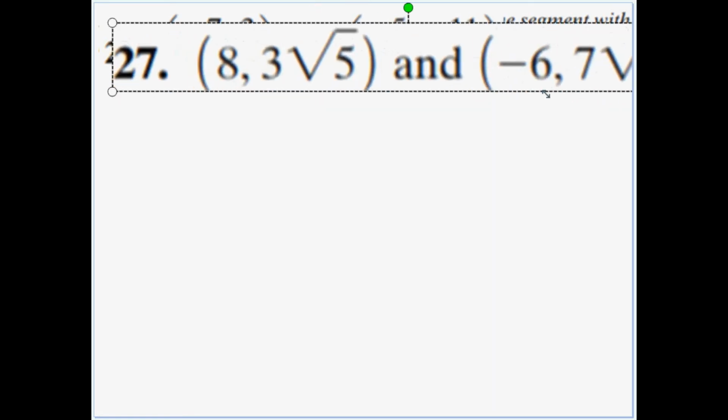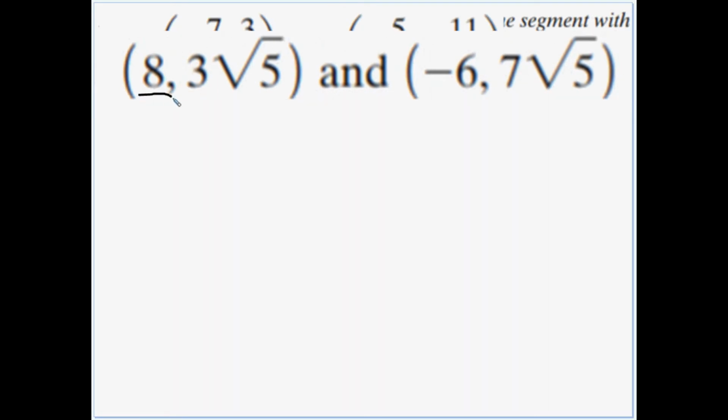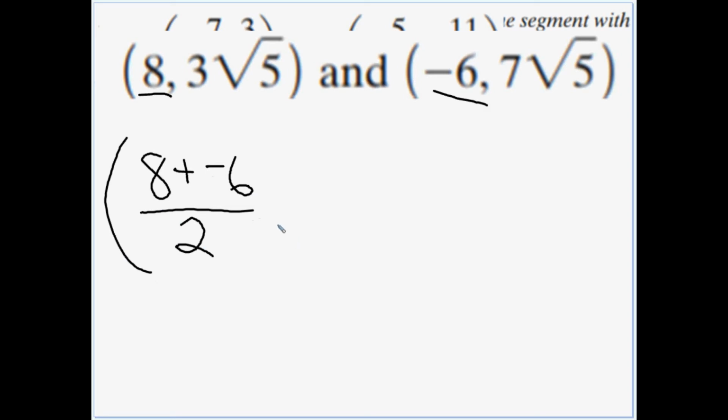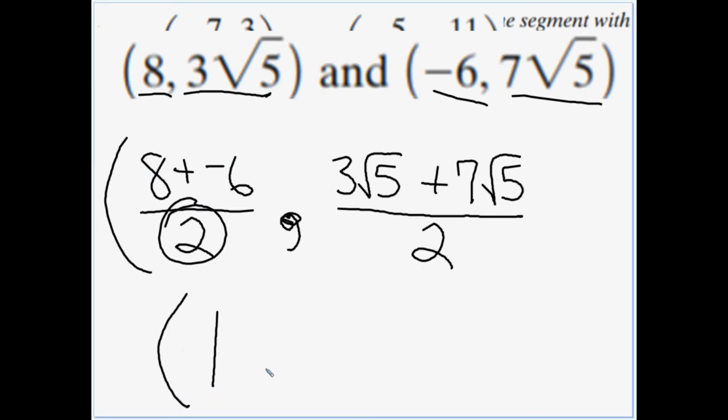And let's see what happens here. So the x-coordinates won't be bad. Our x-coordinates are just nice whole numbers. So that's going to be 8 plus a -6, and we're going to divide that by 2. And then for the y-coordinates, we have 3 roots of 5 and a 7 root 5. 3 root 5 plus 7 root 5 over 2. So here, 8 minus 6 is 2. 2 divided by 2 is 1.